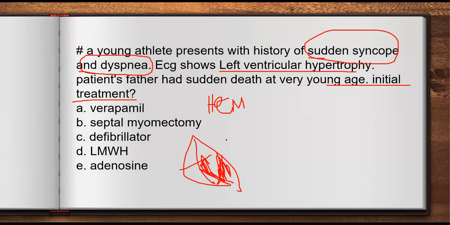For diastolic heart failure, what sort of medication do we usually give? We give rate limiting drugs. We have calcium channel blocker, we have beta blockers. In here, I can see there is only verapamil. Verapamil is your rate limiting calcium channel blocker. So this will be our initial treatment for this patient.